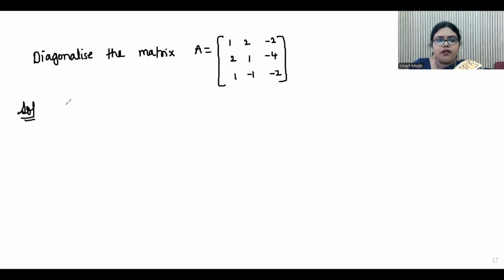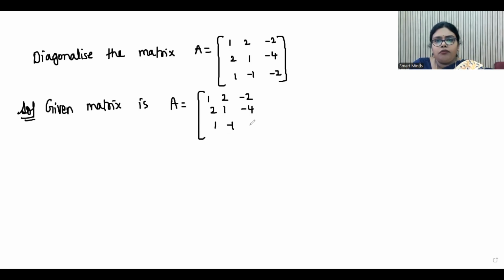So we will see how to diagonalize the given matrix. So first let us write the given matrix. Given matrix A is equal to [1, 2, -2; 2, 1, -4; 1, -1, -2].